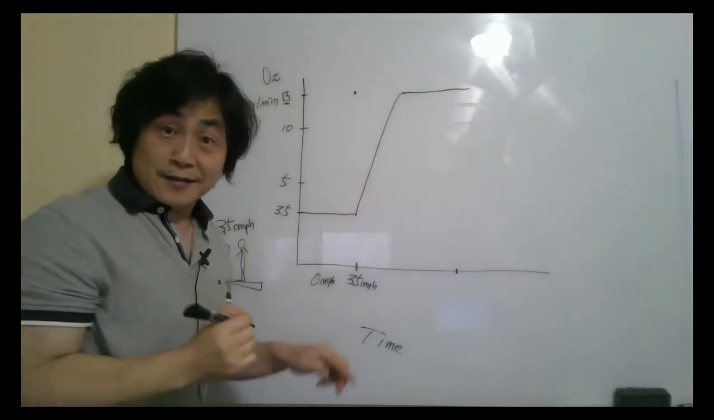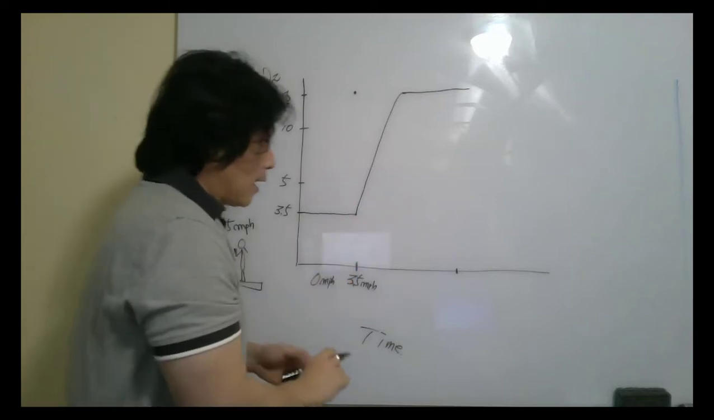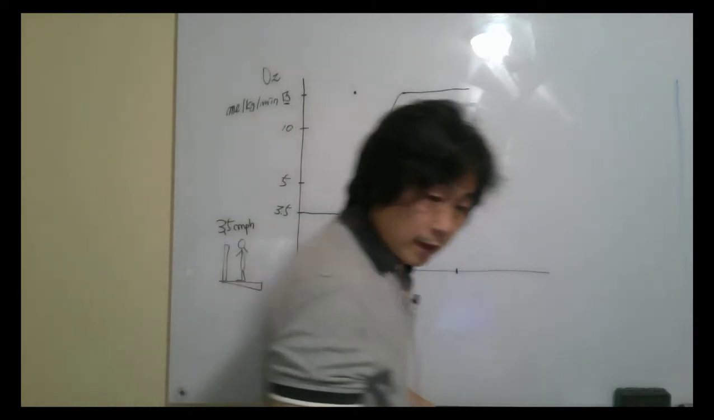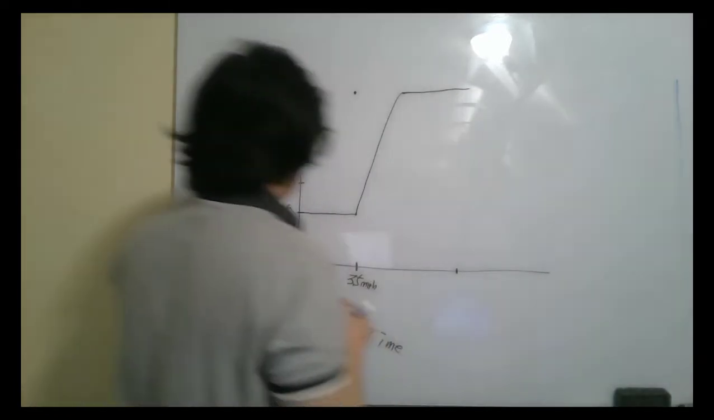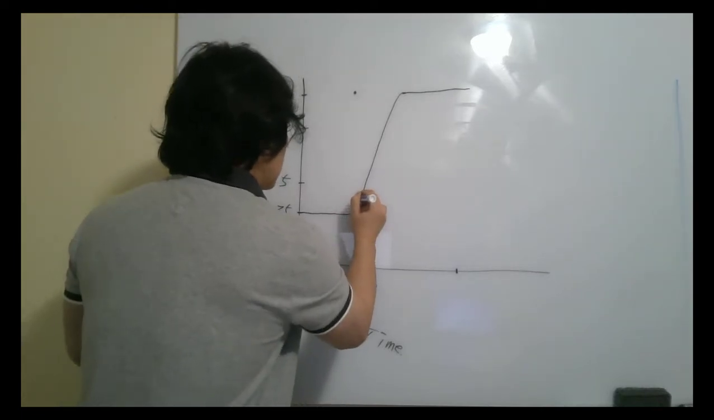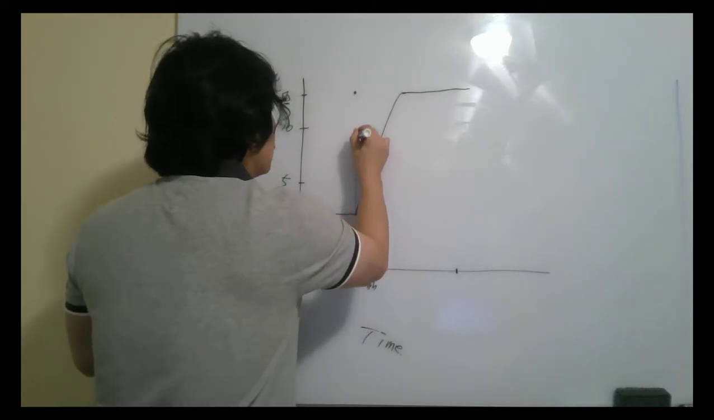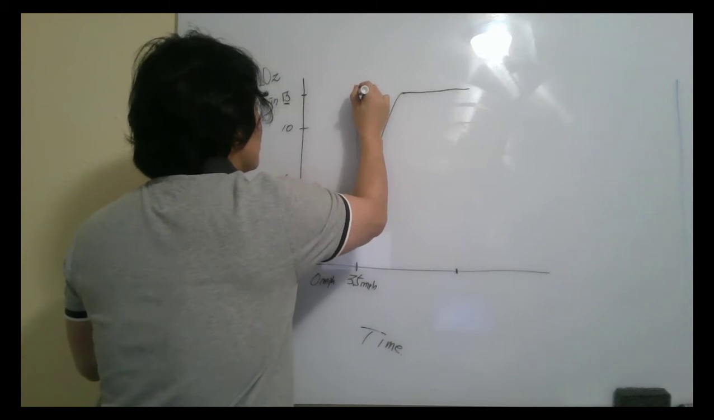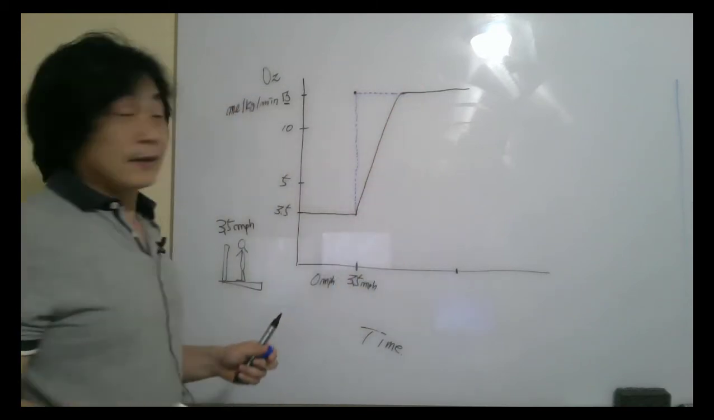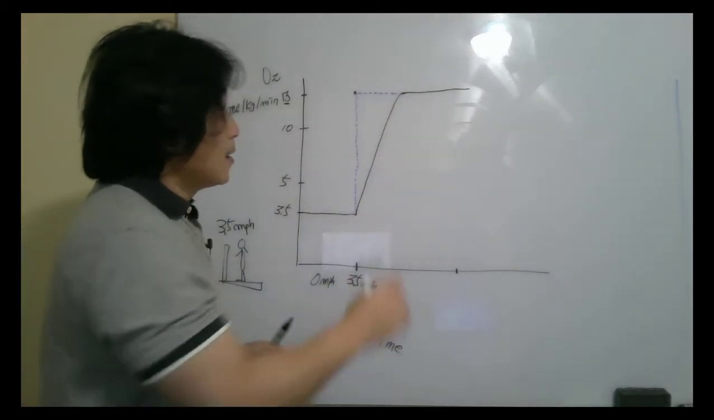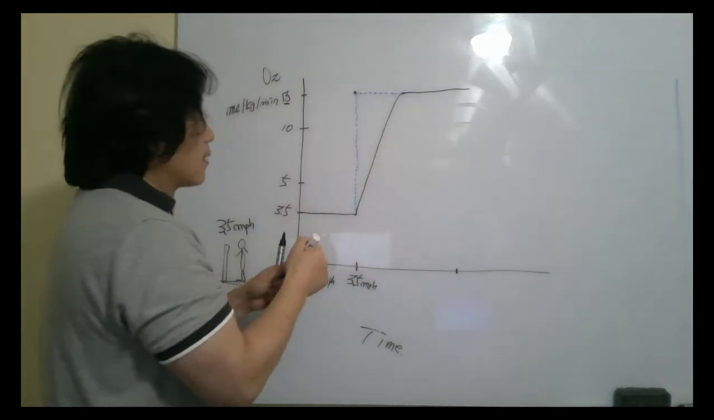So how about class? Does it make sense? Theoretically, it looks like this: it reaches 13 milliliter and steady state. But we cannot do that, right? It takes time.